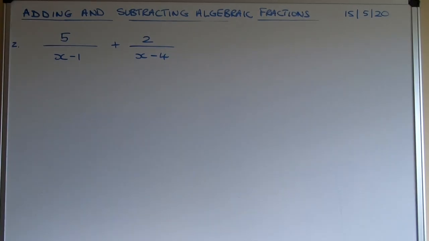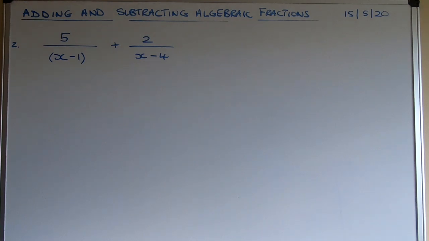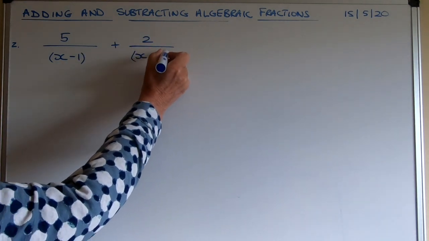Okay, number 2, another fraction to add: 5/(x - 1) + 2/(x - 4). Now the denominators are different again and we can't add them until we have the same denominator. Before we even begin here, I'm going to put a bracket around these. And sometimes there is a bracket there, sometimes they're not. It makes no difference, but I'm going to put a bracket here.